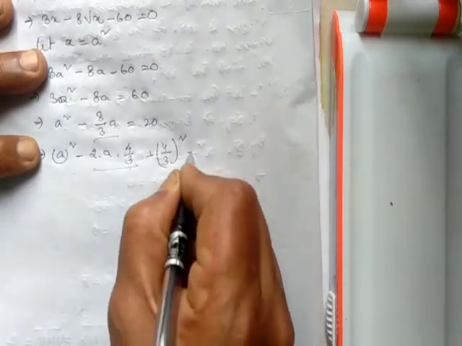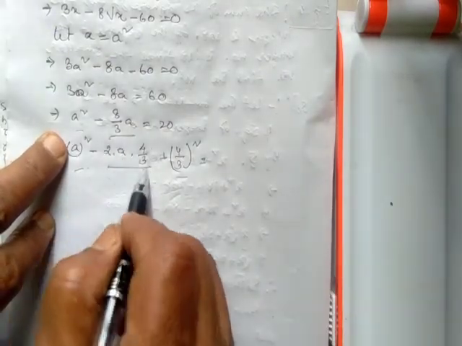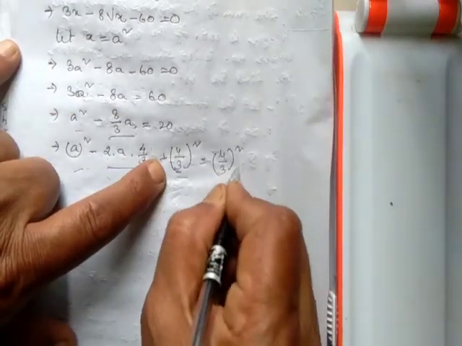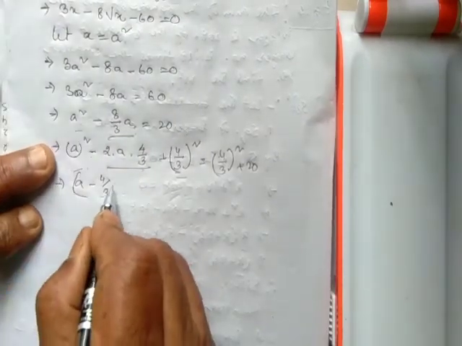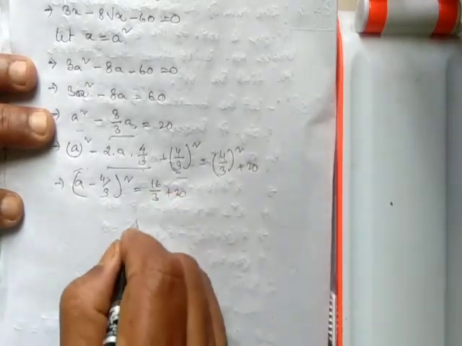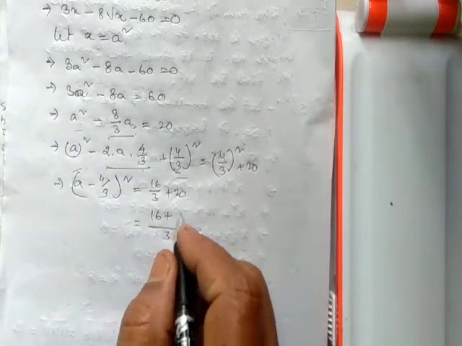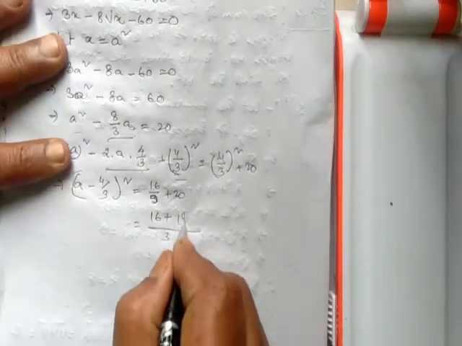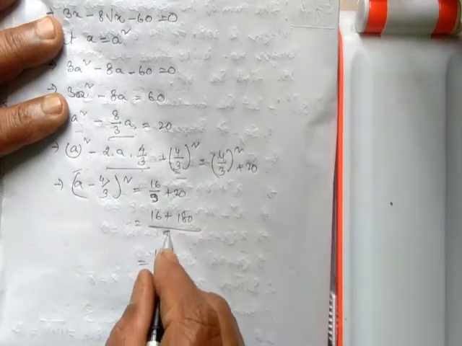I have to complete the square. Now this term is not here. See, this is here and this is not here. So to balance it, the same value I have to add on the other side also. So a minus 4 by 3 whole square is equal to 16 by 9 plus 20. This is equal to, LCM is 9, 16 plus 180, so this is equal to 196 by 9.